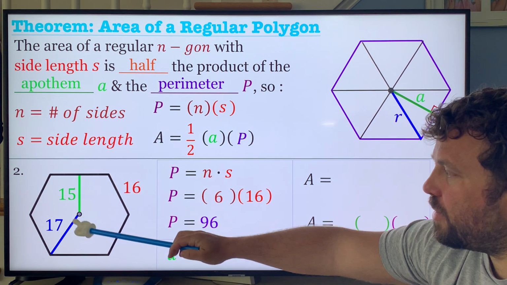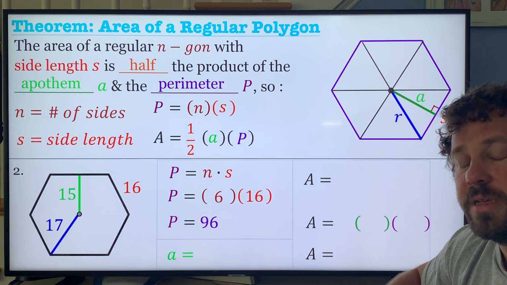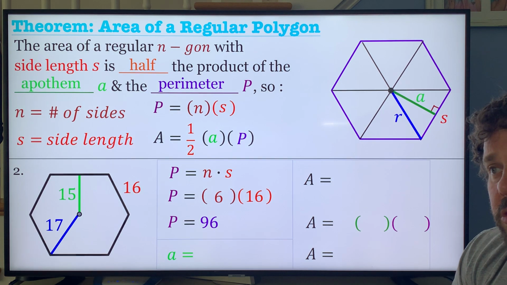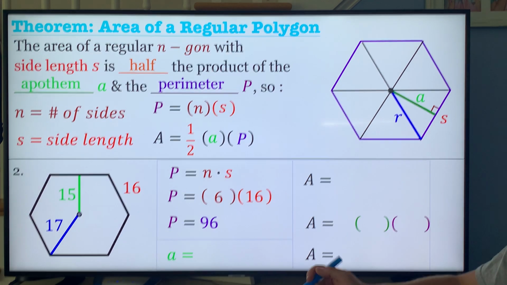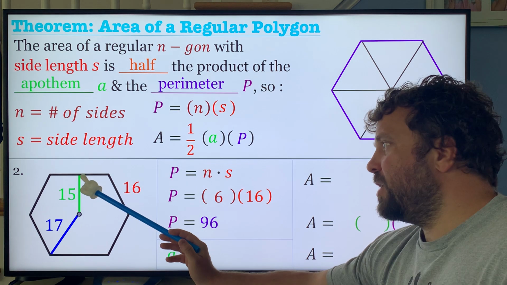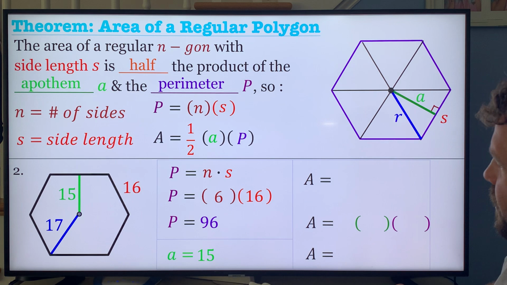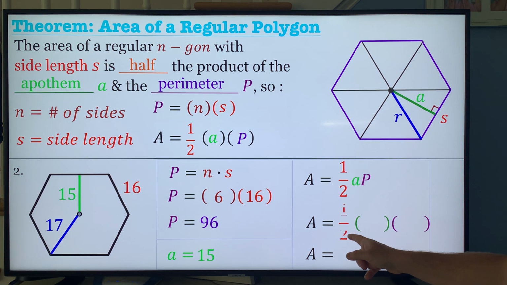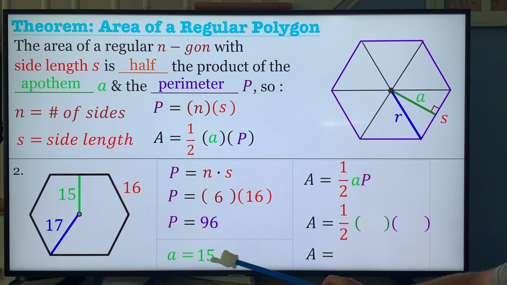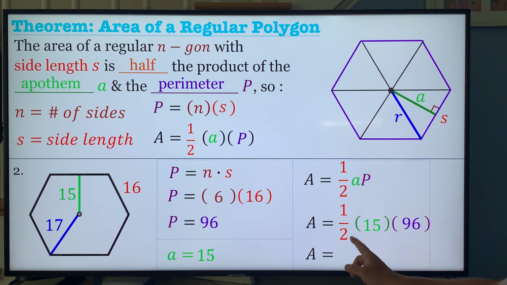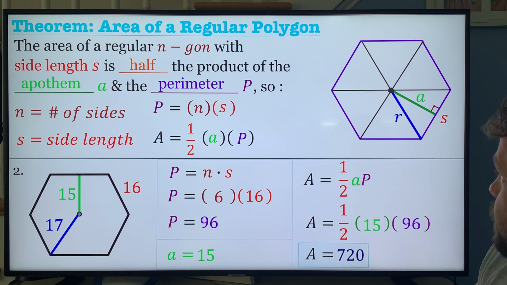Which one of these is your apothem? The apothem goes from the central angle to the midpoint of a side. So, does 15 go to the midpoint of a side? I think so. Does 17? No, 17 goes to the vertices, so your apothem is 15. Area equals 1/2 AP. Half of apothem, which is 15, perimeter, which is 96. Half of 15 times 96, 720. And that's all there is to it. It's a little difficult, but not terrible.